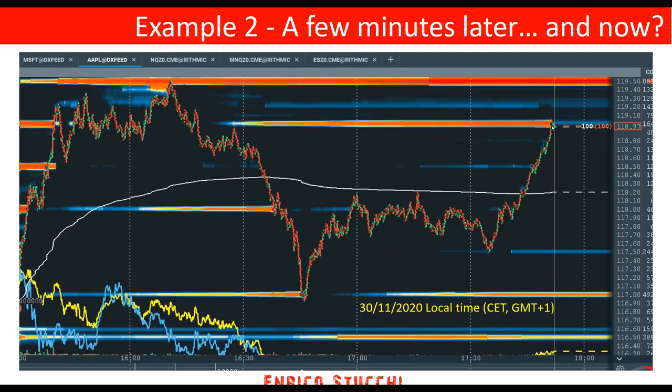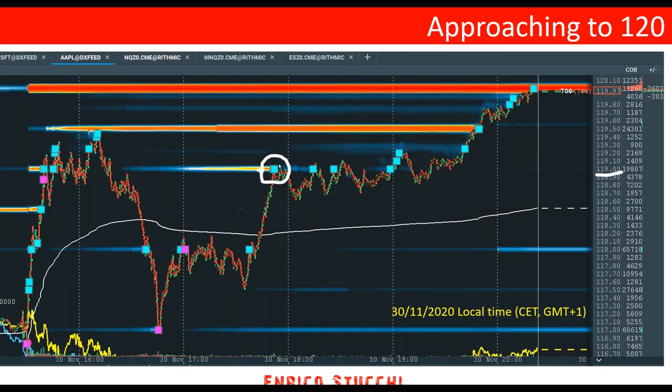Okay. This level is here. A little bit of uncertainty. And then here. And then here. Okay, here is easy. The reality is not so easy, but these are examples of how to understand the market. Now, approaching 120, what happened here?